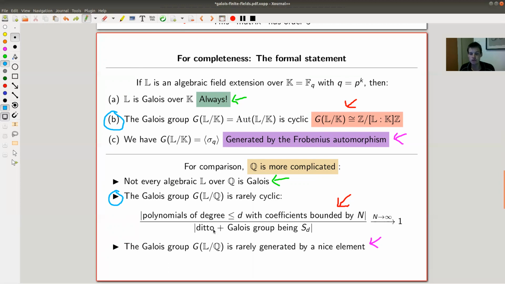And you take this quotient by exactly the same polynomials, but those who have Galois group as bad as it gets, as far away from being cyclic as possible, namely the symmetric group of the corresponding degree, which is really, as I said, as far away from being cyclic as it gets, right? And you would like to calculate this ratio. So how many polynomials are actually badly behaved? Badly behaved in the sense that you get a symmetric group.